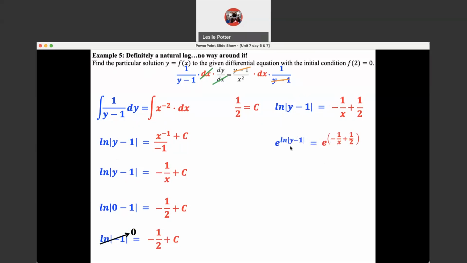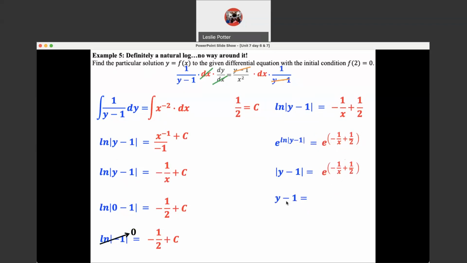Okay, and this is the reason why we do this. This gets rid of the natural log on the left. So this is just the absolute value of y minus 1. Okay. This we're going to rewrite. Remember the must knows at the beginning of the video, right? e to the x plus y is e to the x times e to the y. That's where we need this skill here. This is e to the minus 1 over x times e to the half. And I'll do that in the next step.